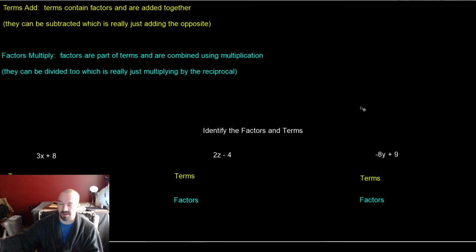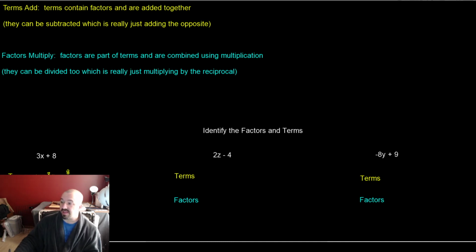So we want to identify the factors and the terms. I'm going to keep it in the same color scheme. So 3x plus 8, we have two terms here. We have 3x and we have 8. Our factors are 3 and x.